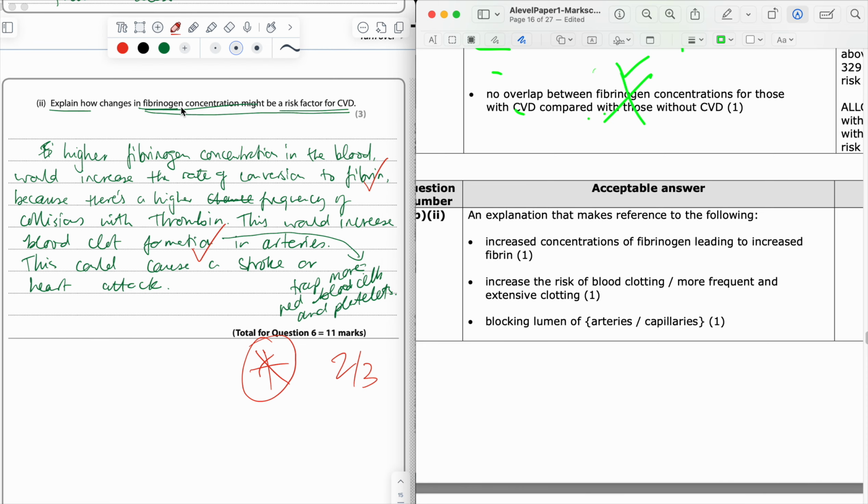Explain how changes in fibrinogen concentration might be a risk factor for CVD. I said increased concentration of fibrinogen. I said increases conversion to fibrin. Increasing blood clotting. I forgot to say this. Yeah, this is the kind of stuff that I tend to forget to say. So it's just completing that story.